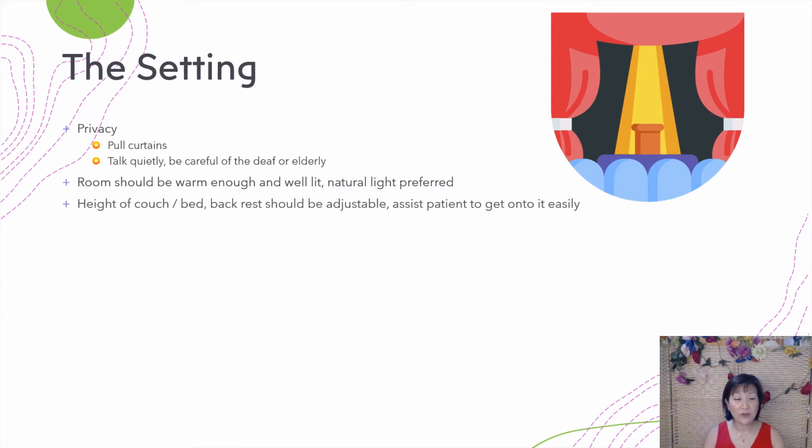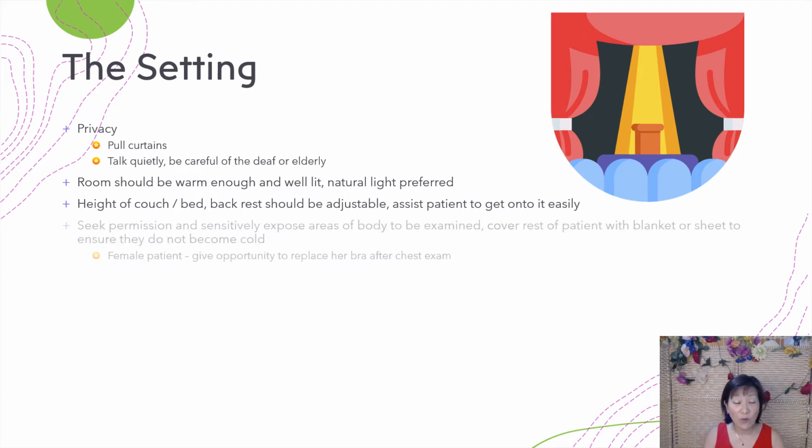The height of the couch and the bed and the backrest should also be adjustable. You should assist the patient to get onto it easily. I'm sure you've seen many times how patients struggle to get on and off the hospital bed, and so we must take the trouble to lower it to their levels just so that we avoid a possible fall.